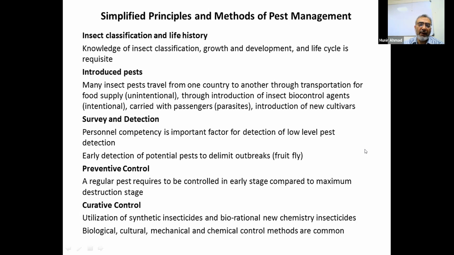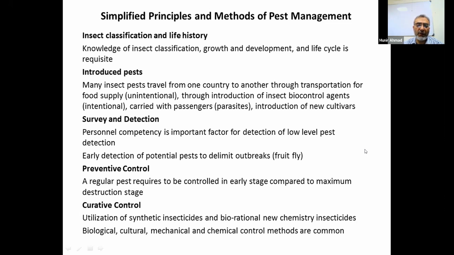For example, fruit fly, it generally moves with the fruits. It can also fly, but most commonly the fruit flies are carried from one part of the country to another. So generally we go for two kinds of control methods, or two major categories in which we classify them: a preventive control and the curative control.